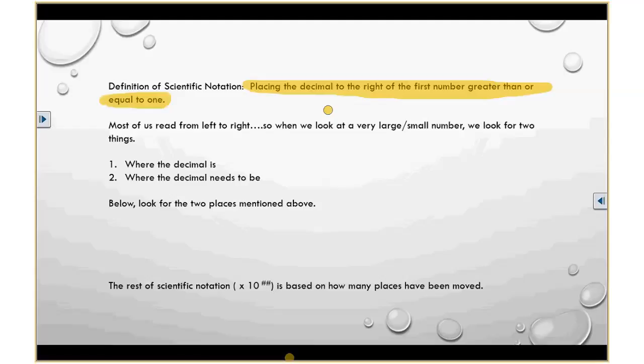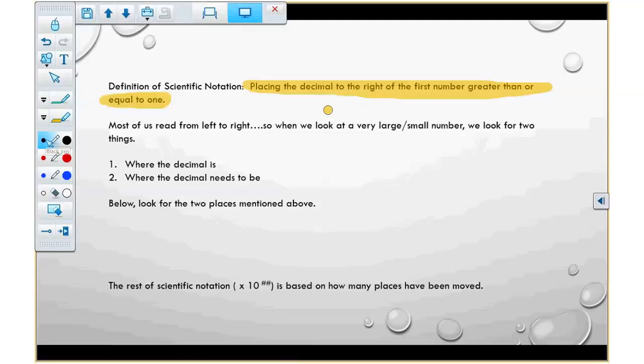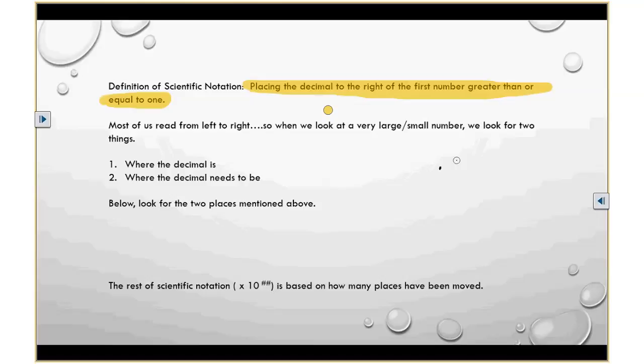Now, I love when students read this definition because they start to try to reinvent the wheel. All right. What do you mean, move the decimal? Well, first of all, if I write a decimal up here, let's go with 0.0000123. All right, the definition says placing the decimal to the right of the first number greater than 0.